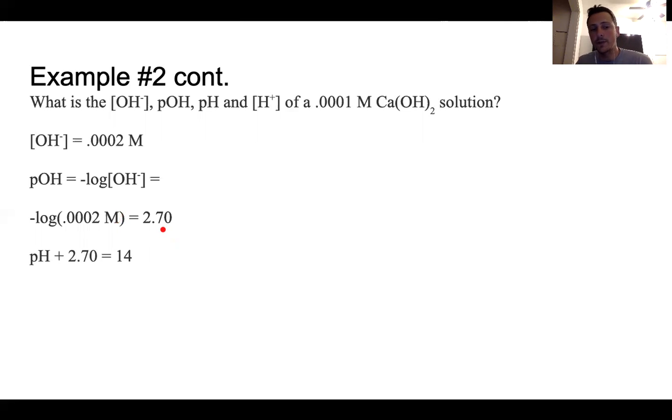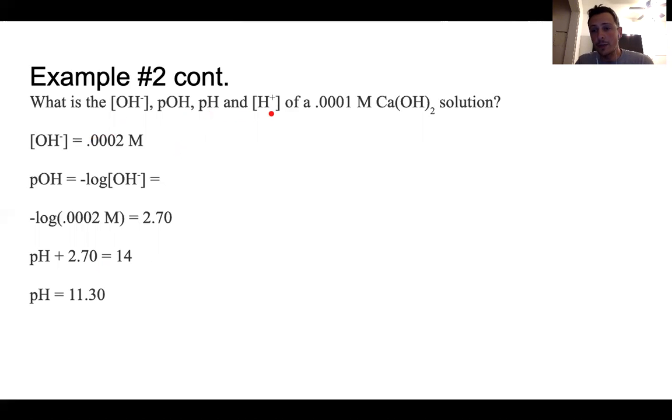Now, I can find my pH. Again, this is our pOH here. I can find my pH because I know that this value of 2.7 plus whatever the pH is going to sum up or equal 14. So my pH plus 2.70 equals 14. If I subtract 2.7 from each side, I will have my pH, which in this case equals 11.3. Okay, now I have my hydroxide ion, I have my pOH, I have my pH.